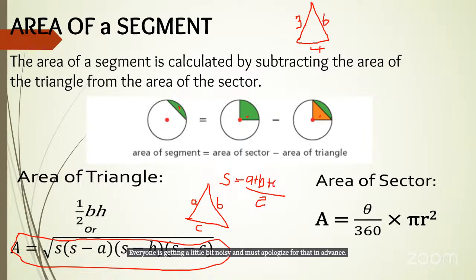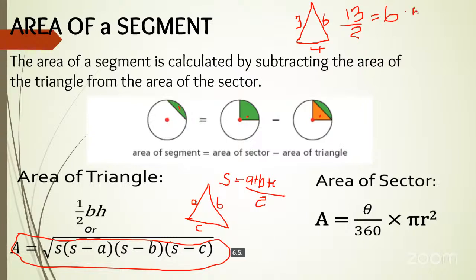Miss, 6.5. Anyone else got 6.5? Yes, miss. All right. So you add 6 plus 4 is 10, plus 3 is 13, and we're dividing 13 by 2, and we would have gotten 6.5. Oh, 6.5. True. Sorry about that.